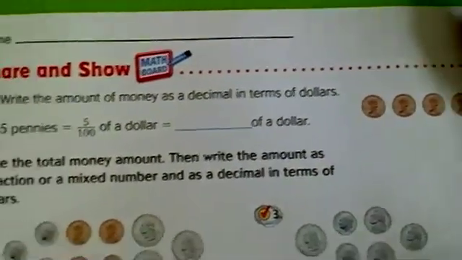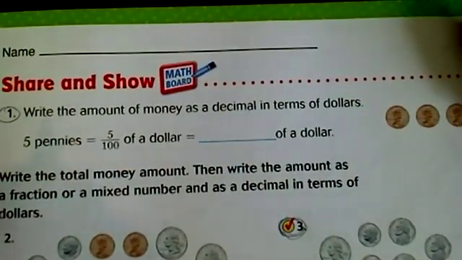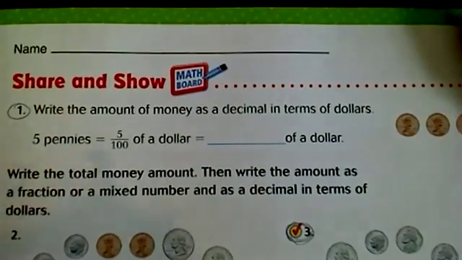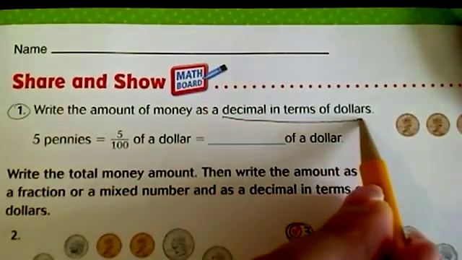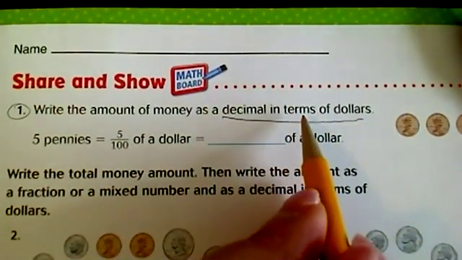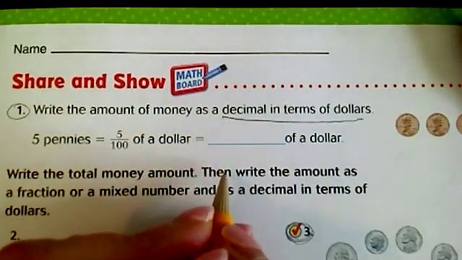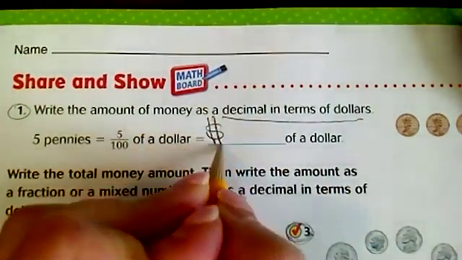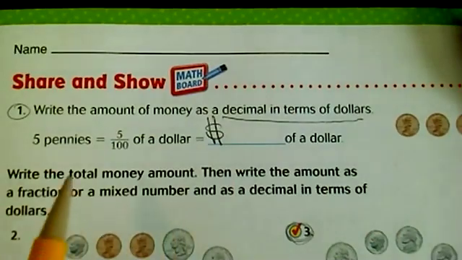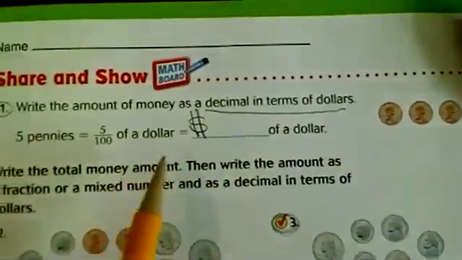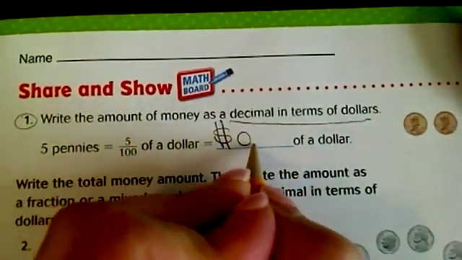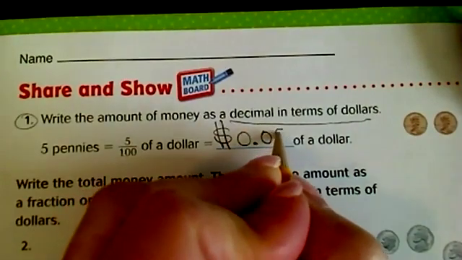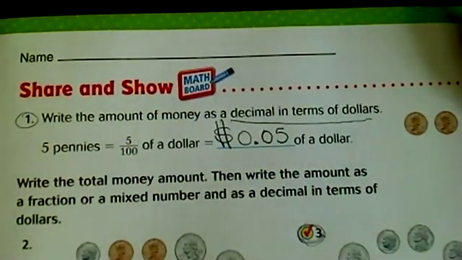Okay, let's try this. In the share and show, I know it gets a little awkward sometimes. It says, write the amount of money as a decimal in terms of dollars. Well, if they want in terms of dollars, I have to have a dollar sign, right? So this is 5 pennies. There's all the pennies right there, 5 pennies. How do I write that in terms of dollars? No ones, no dimes, 5 pennies.